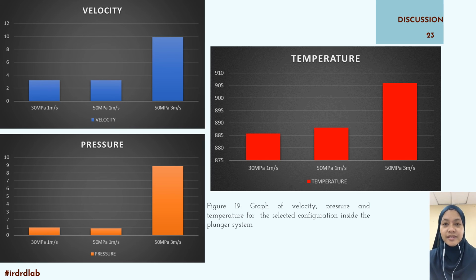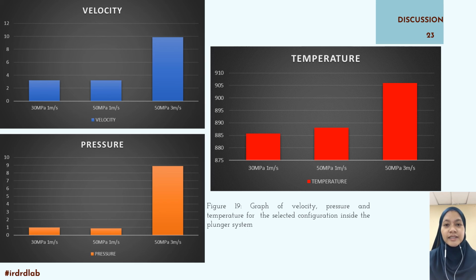The graph represents the velocity, pressure, and temperature for the 3 configurations that have been selected. The values for all parameters are the average values taken throughout the casting process. As we can see, the last configuration, which is 50 MPa 3 meters per second, has the highest value for velocity, pressure, and temperature. This shows that this particular configuration is unsuitable for this project. As stated earlier, high velocity, pressure, and temperature can cause the plunger to have a reduced lifespan.